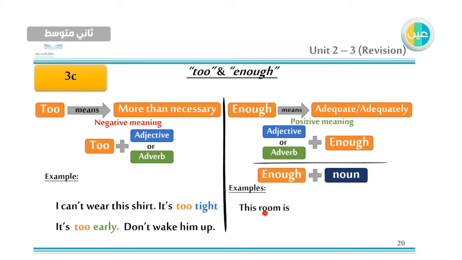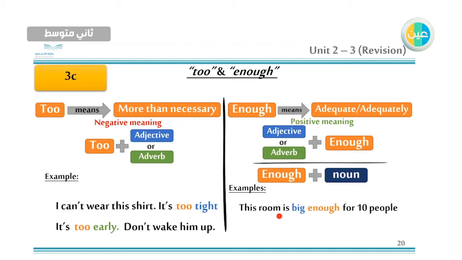This room is big enough for 10 people. Okay, so here's enough, and it's preceded by the adjective big, so the adjective comes before the word enough. So this room is big enough for 10 people, so it fits 10 people. It cannot fit 11 people. Okay, it's too big for 9 people, so it's big enough for 10 people.